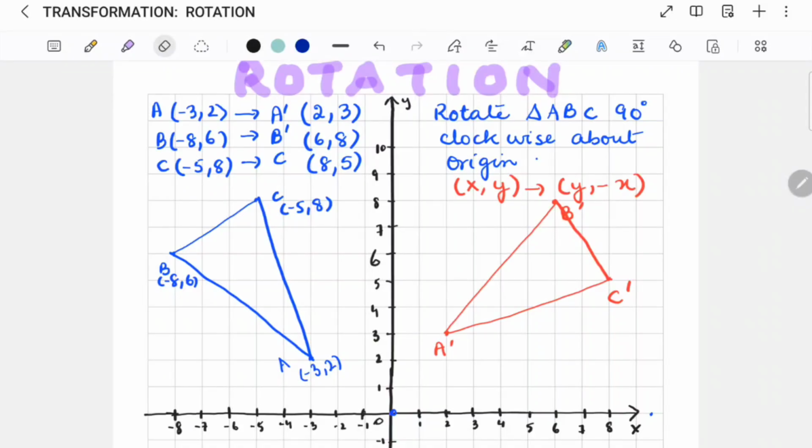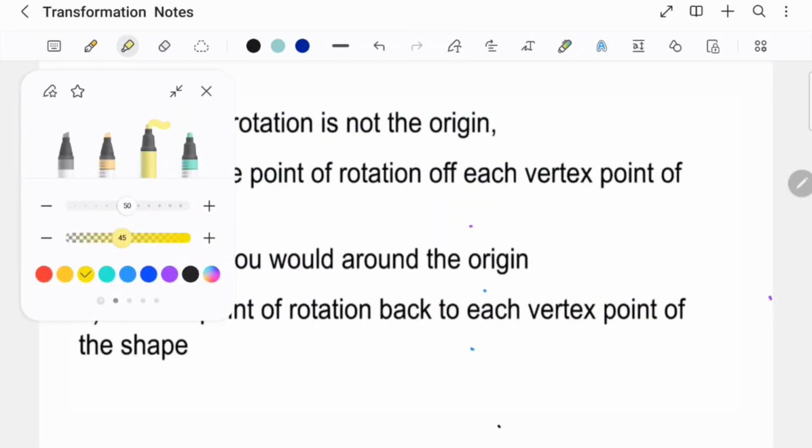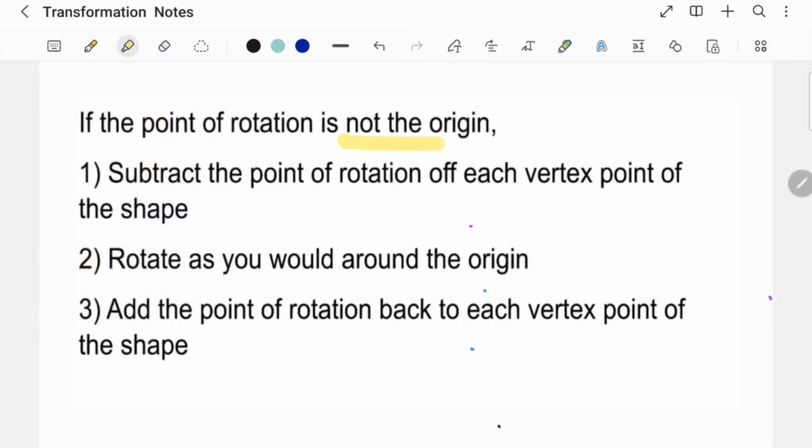All right, so let's do one more example in which we'll rotate the diagram not about origin, but about any other fixed point. Right now we are discussing a rotation that is not about origin. So what do you do to come to the origin? Always subtract the point of rotation from each vertex point of the shape given. At the origin you had 0, 0 as the center of rotation. Whatever the center of rotation is, subtract it from every point of your object.